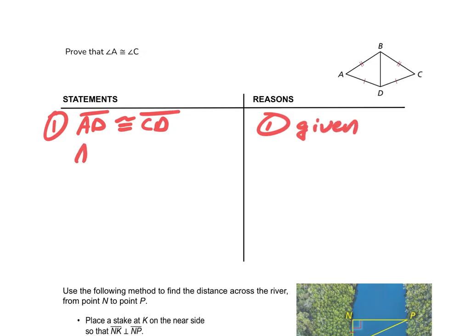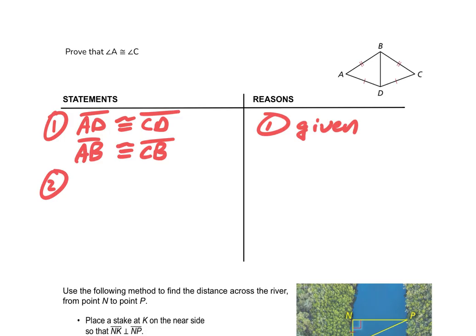I can also say AB is congruent to CB. If you want to put that in two separate steps, you can. I like to just put it all in one step because all of that is given, so we're just going to do one given step. On the proof packet last week, they separated those into two steps, and we don't necessarily have to do that.